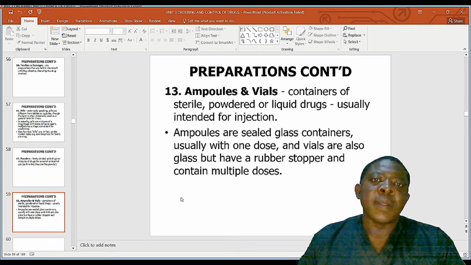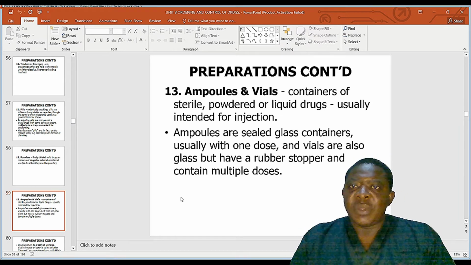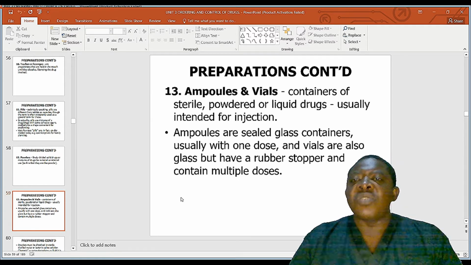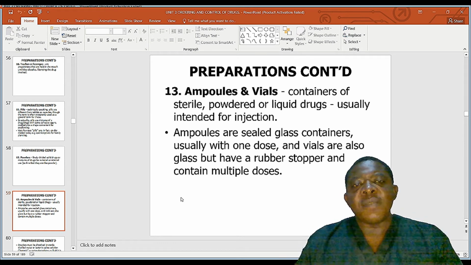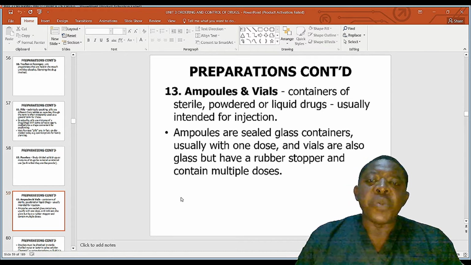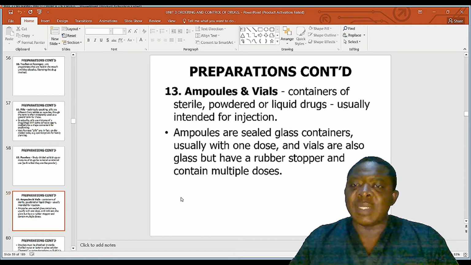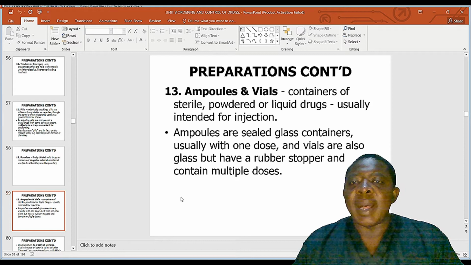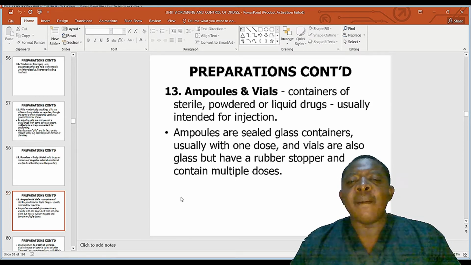Then we have ampules and vials. These are containers of sterile, powdered, or liquid drug, usually intended for injection. So drugs that are usually intended for injection are found in an ampule or a vial. Ampules are sealed glass containers, usually with one dose, and vials are usually glass but with a rubber stopper, and may contain multiple doses.